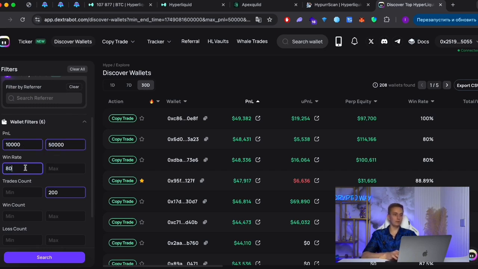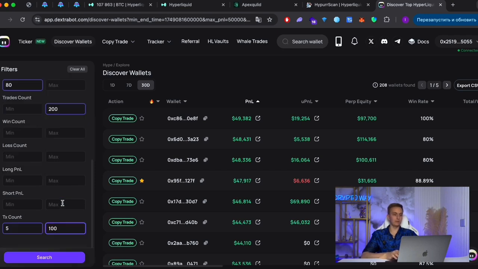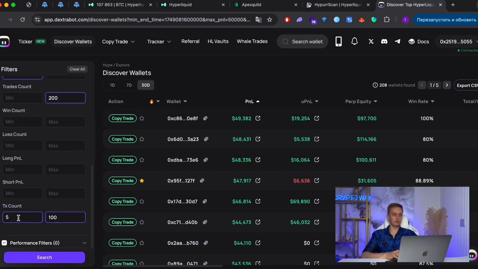And you can specify, for instance, a win rate starting from 80%. I also recommend limiting the number of trades. This way you won't see various bots and different services that provide market making. Next, if we scroll down, we can also limit the number of transactions. But in this case, I'll set it from 5 to 100, so it's not too few and not too many.